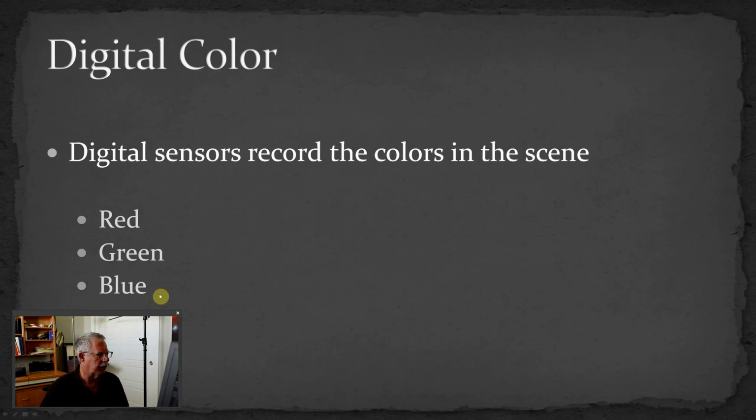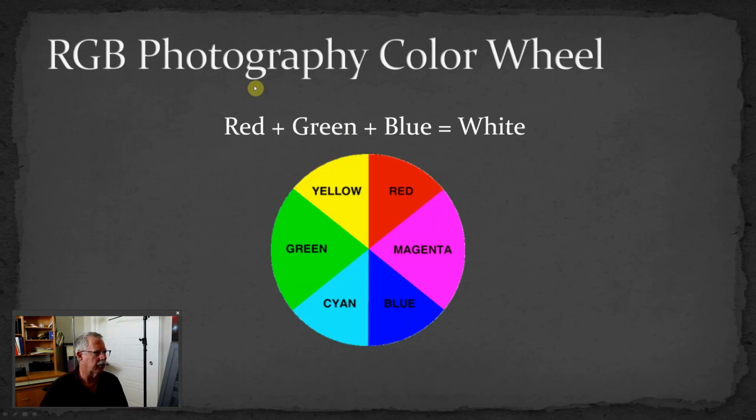Now, the reason red, green, and blue are used is because those are three primary colors. And in the general photography color wheel, we treat red, green, and blue as the primary colors. And the intermediate colors of yellow, magenta, and cyan are the combinations of two primary colors. So, for instance, magenta is a combination of red and blue.